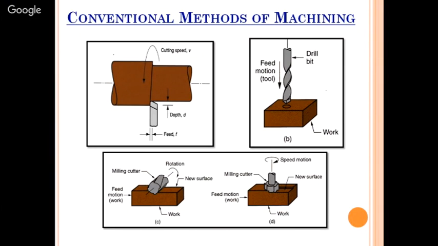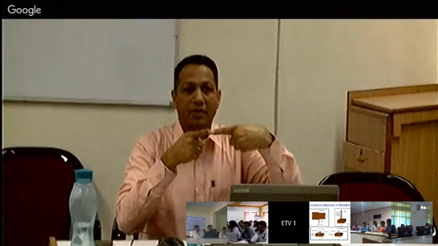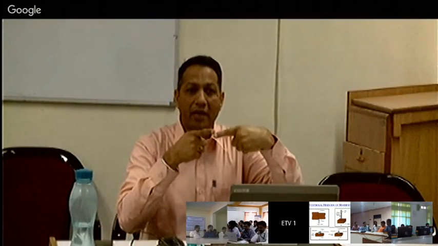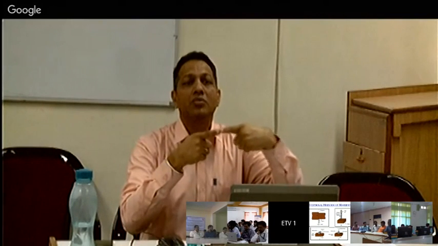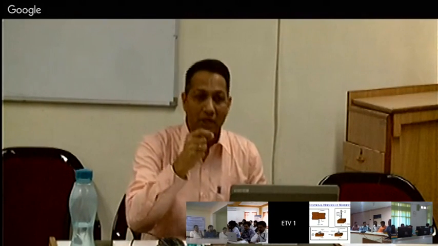Now, do you think cutting will take place if there is only physical contact between the job and the tool? My dear friend, it's not possible unless there is a relative motion between these two. On a lathe machine, they have contact and a relative motion. On drilling, they have contact and relative motion. On a milling machine, they have contact and relative motion.